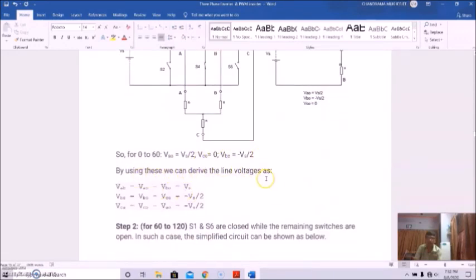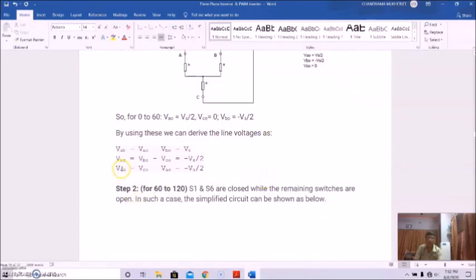By using this, we can get the line voltage: VAB equal to VAO minus VBO equal to Vs, VBC equal to VBO minus VCO equal to minus Vs by 2, and VCA equal to VCO minus VAO equal to minus Vs by 2.